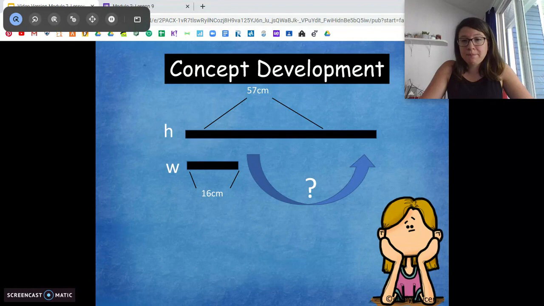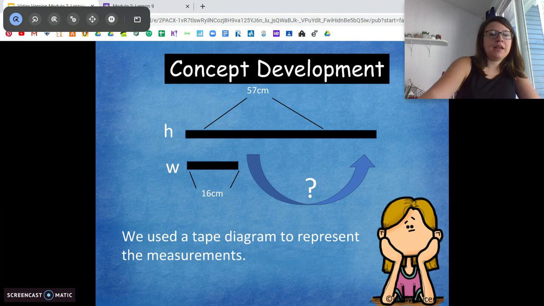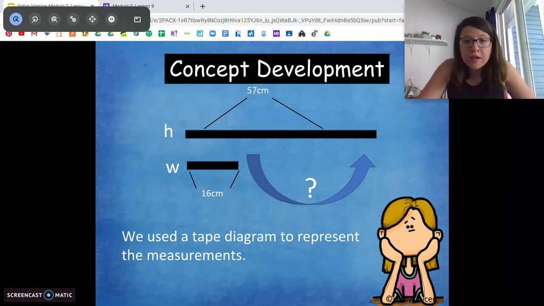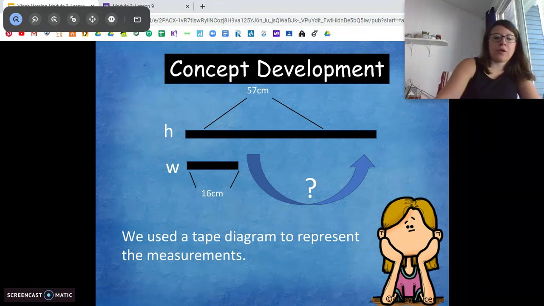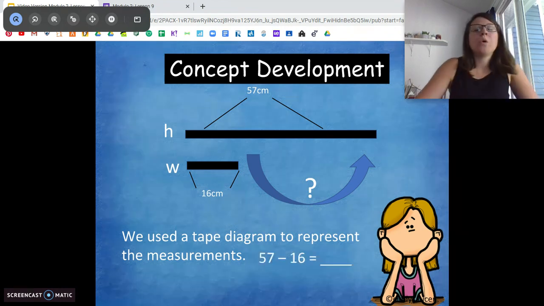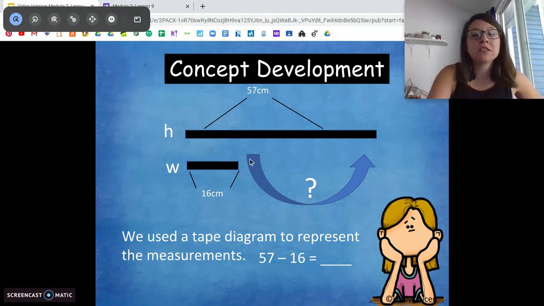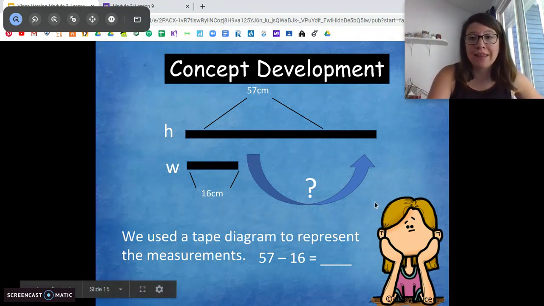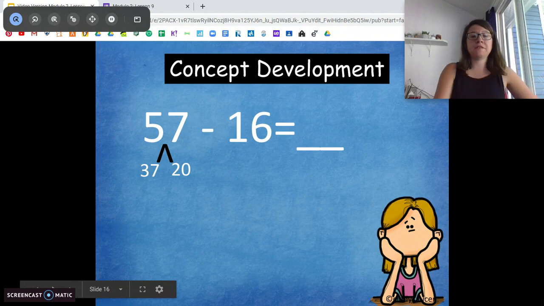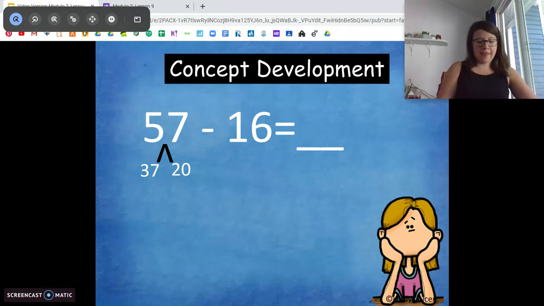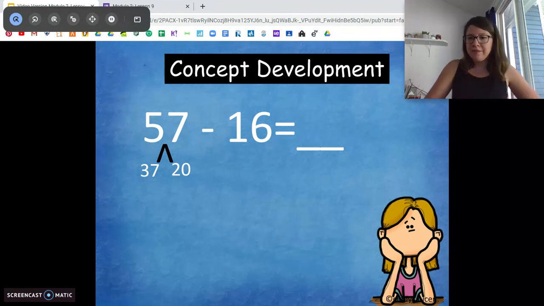Again, we can set it up like a tape diagram. What I want you to figure out using this tape diagram is how much longer my head is compared to my wrist. I'll show you the subtraction problem that we're going to use to solve. We know that my head is longer, so we're going to take the length of my head and subtract the length of my wrist to find this length right here, to find the difference between the 2 lengths. So go ahead and solve 57 minus 16. I will give you that setup, that decomposing. Pause the video and solve that, and then come back when you're ready.